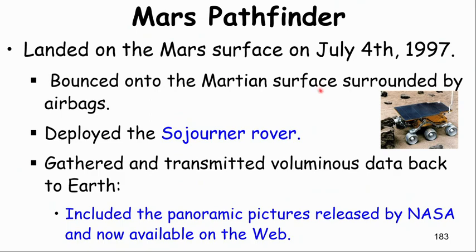and as it entered the Mars surface, the vehicle, which is the Sojourner rover, was surrounded by airbags. Slowly it dropped down onto the Mars surface. It moved out from the airbag onto the Mars surface and started transmitting to the Earth station a large amount of data. These data included pictures of the Mars surface, which were released by NASA and were publicly available on the web.